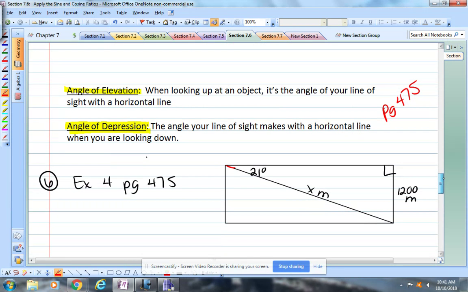All right. Angle of elevation and angle of depression. Why don't you write those definitions for me, and then get out your book. I know it's a little small, so maybe you can read it. If you can't, let me know. I'll read it out loud in a second. Page 475.